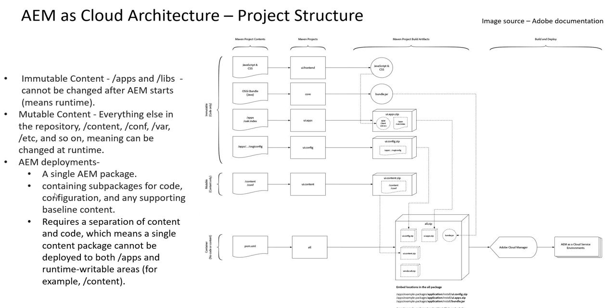That is what the Adobe documentation says: containing some sub packages for code, configuration and any supporting baseline content. The main package will have these sub packages, and it requires a separation of content and code, which means a single content package cannot be deployed to both /apps and a runtime writable area, for example /content. So we should have this separation. Okay, and finally it will be deployed to the AEM instance using Cloud Manager.